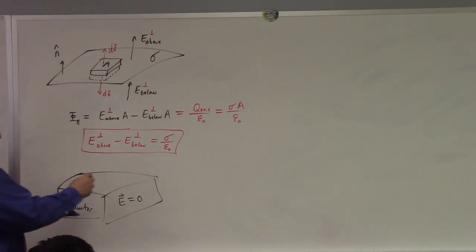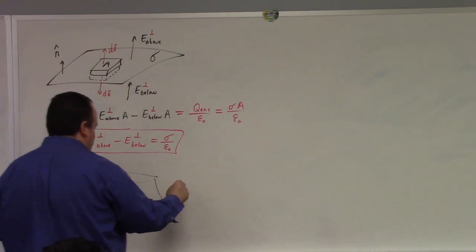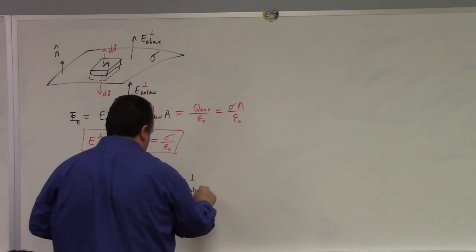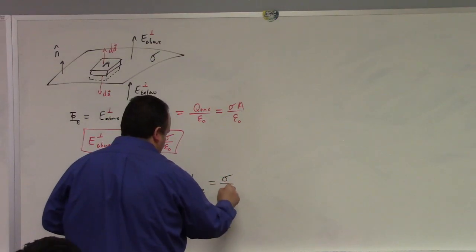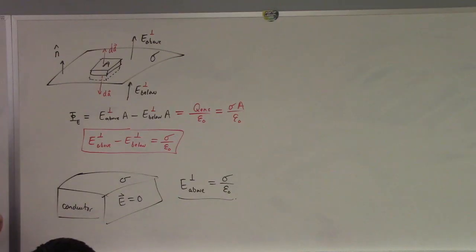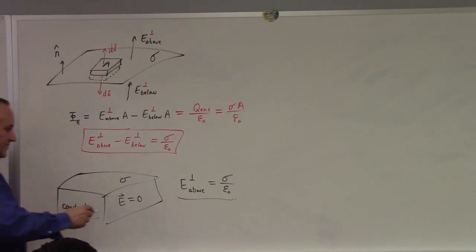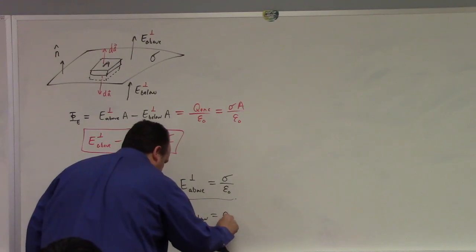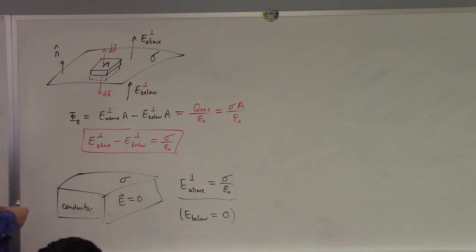And as such, this says what? This says that the E perpendicular field above is just straight up equal to sigma over epsilon naught in the context of a conductor. Because E below is what? For a conductor, E below is 0. So this boundary condition simplifies a bit for a conductor.